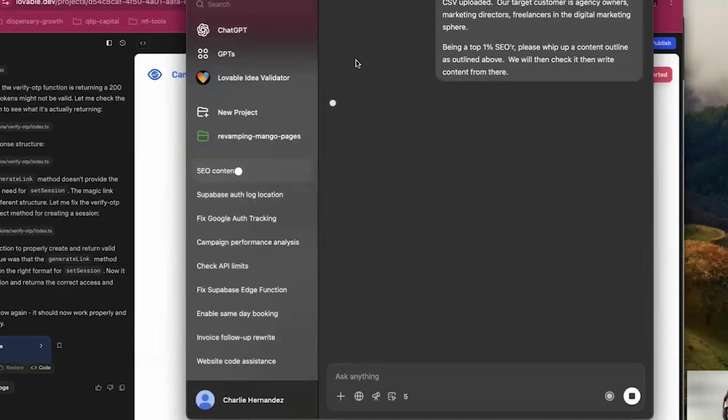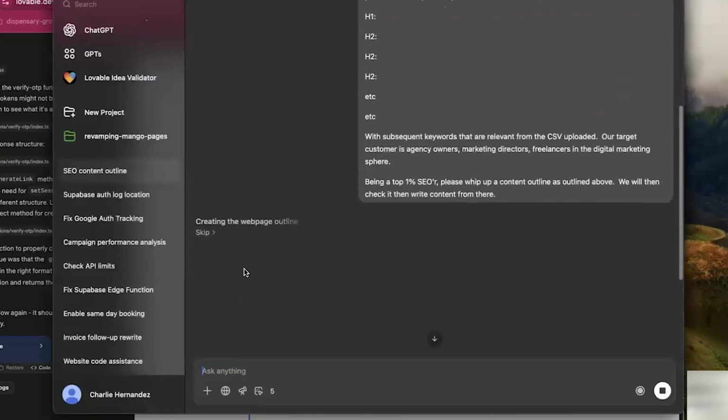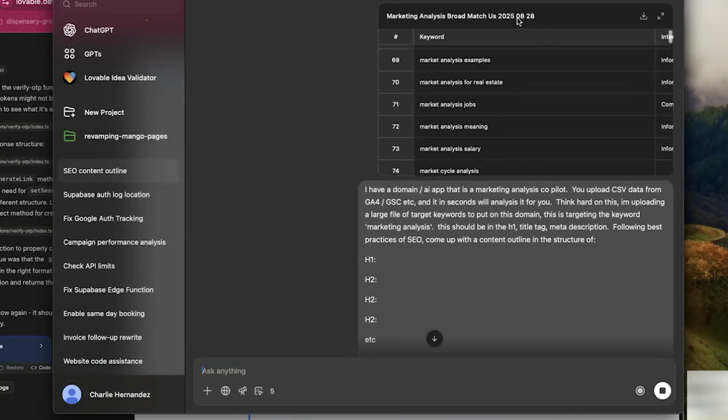Okay, let's see what happens here. So you can see all my subjects. Whew, long night last night with fix Google off tracking, CTAs off log tracking, campaign performance. Yeah, it was one of those, huh? Yeah. Okay, so it's whipping this up, and this is a huge file.